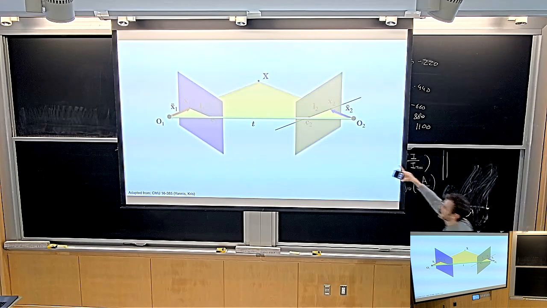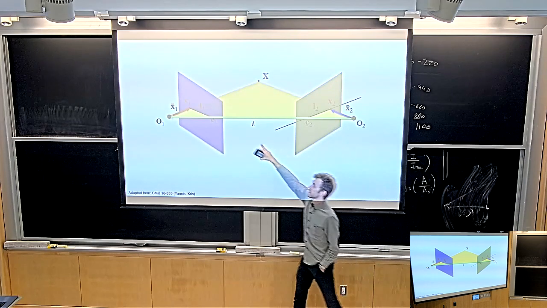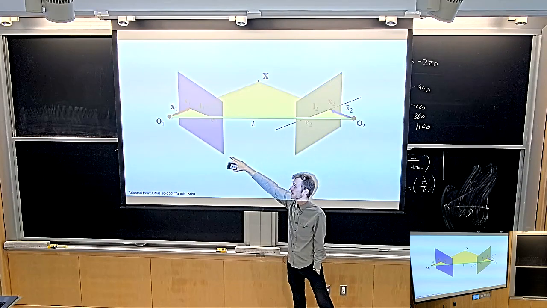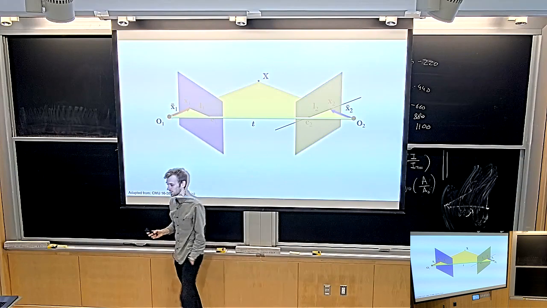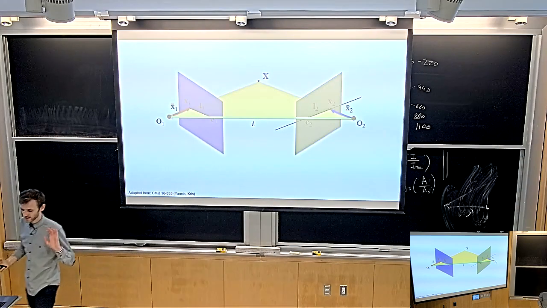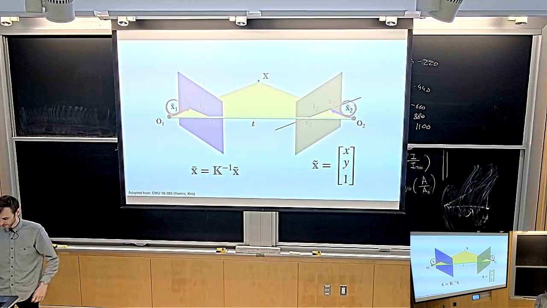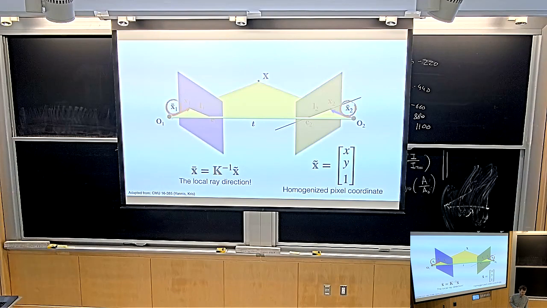We have our baseline again. This is this vector here, and we're going to call that vector t, small t. This is the vector that connects one camera origin with the other camera origin. And now we're going to introduce these little buggers here, which are the camera ray directions. You actually already know these. These are the inverted intrinsics matrix times x, the local ray direction and the homogeneous pixel coordinate.